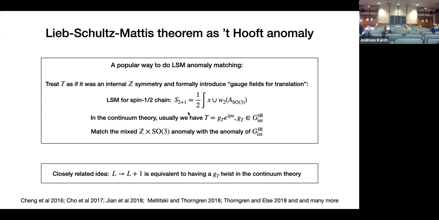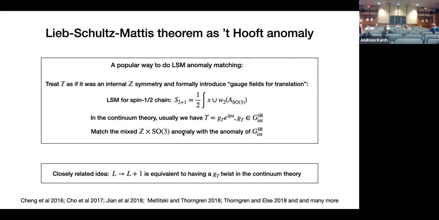A closely related idea is that we should think of a system of finite size. Let's say we want to increase the size by 1, adding 1 more spin. How do we describe that in the continuum theory? Well, if we treat this more seriously, then it means that increasing the size by 1 is equivalent to having this G of T, the internal symmetry that emerges from the translation, twist, have that defect in the continuum theory.